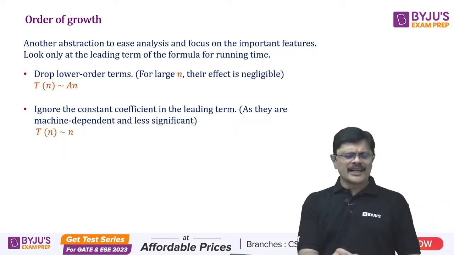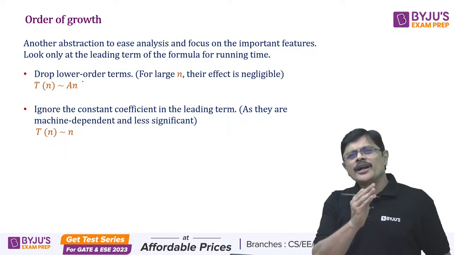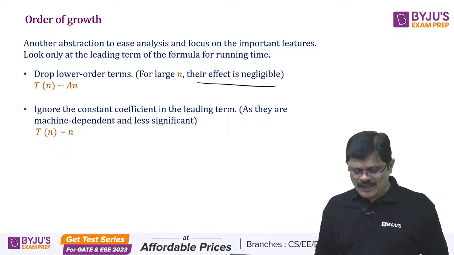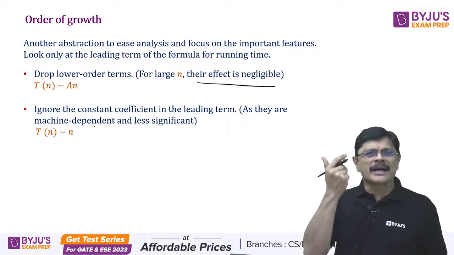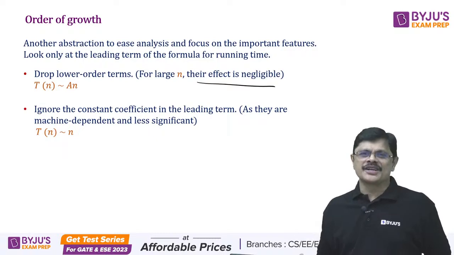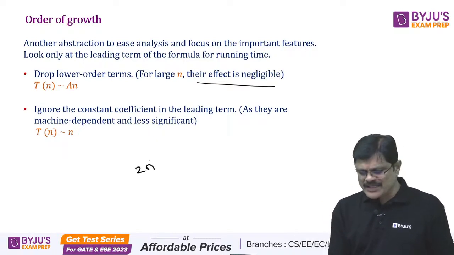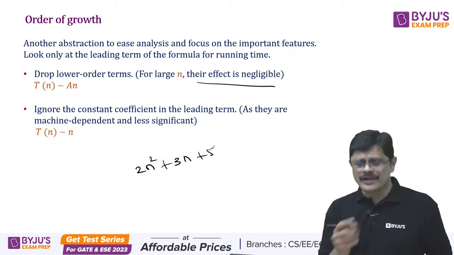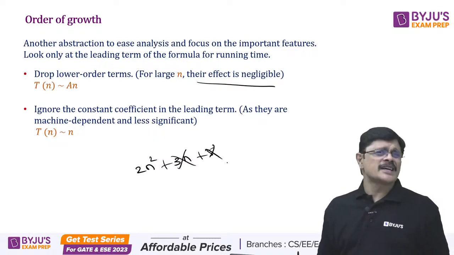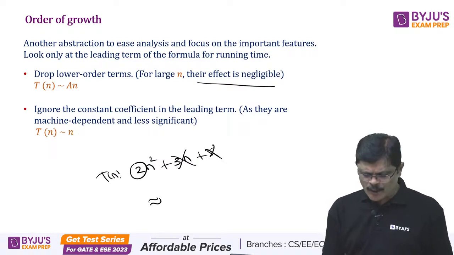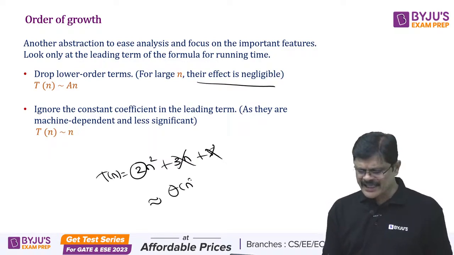Now, as I told you earlier also, lower order powers you can cancel out because their effect would be negligible, and the coefficient of the highest order term can be ignored because it is a machine dependent constant. So for example, if you are having 2n square plus 3n plus 5, we already gave this with a formula also. The lower order terms are dropped and we ignore the coefficient of the highest order term, and suppose your time complexity is this, we can simply write it as theta n square.